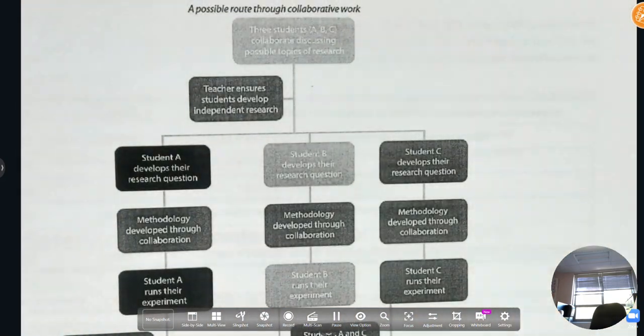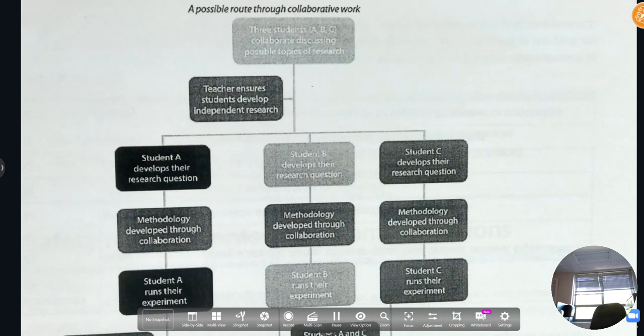All three of you can work together, or two of you, if you decide to group, to collaborate to discuss possible topics of research. The teacher ensures that students develop independent research, that you have your own variables. Same method's okay. Same variables, not much. Student A develops a research question, so do students B and C. The methodology is developed through collaboration. You're going to use the same procedure, measuring different things, right?